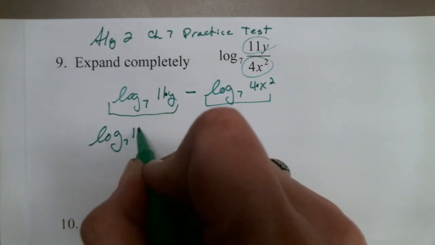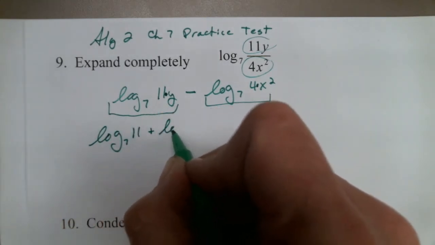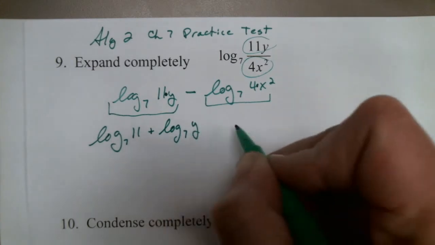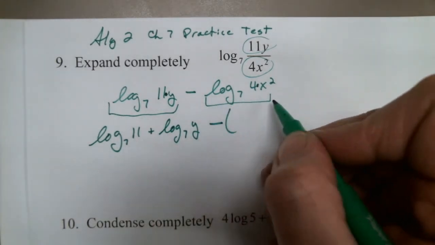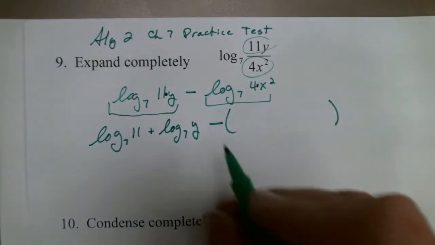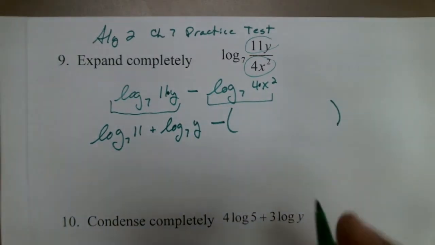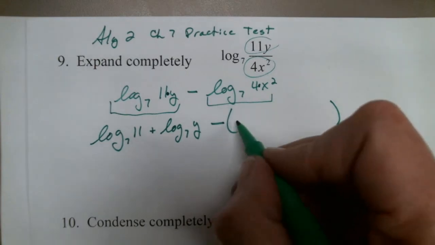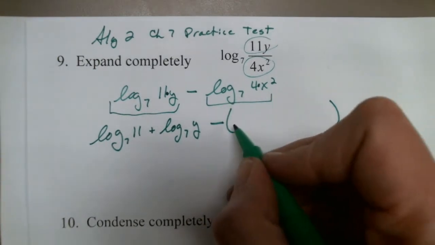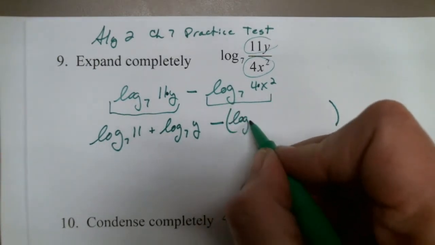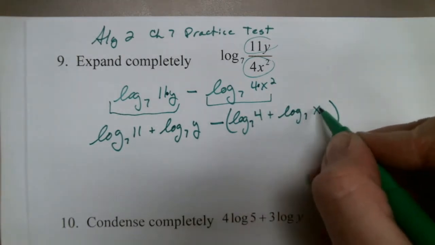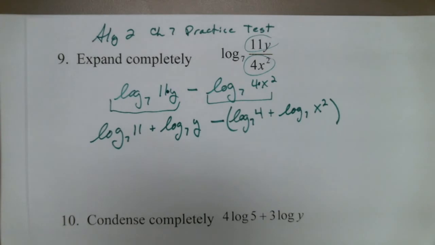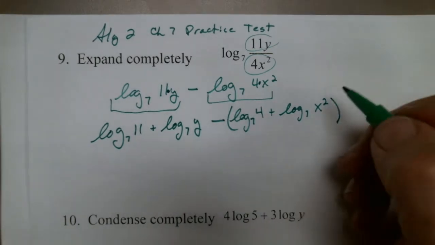So log base 7 of 11 plus log base 7 of y. Now, when I separate the log base 7 of 4x squared, I'm going to put parentheses around it because I'm subtracting the whole quantity. So now I'm going to break log base 7 of 4x squared into log base 7 of 4 plus the log base 7 of x squared. Alright, only two more things we can do to simplify this more.